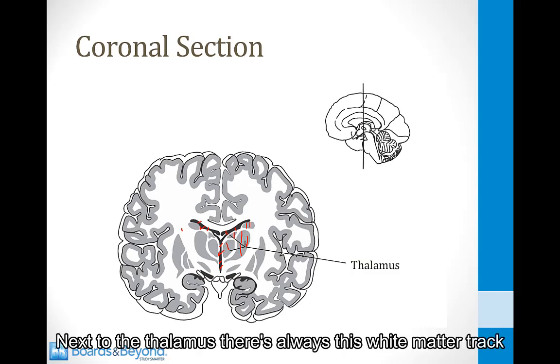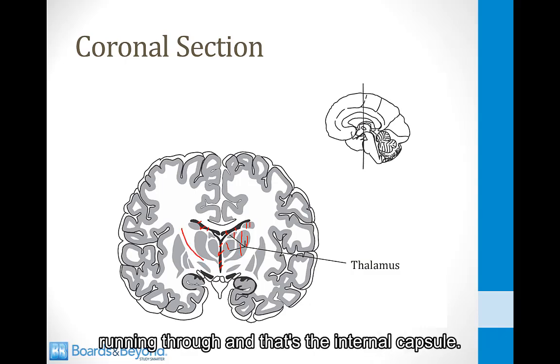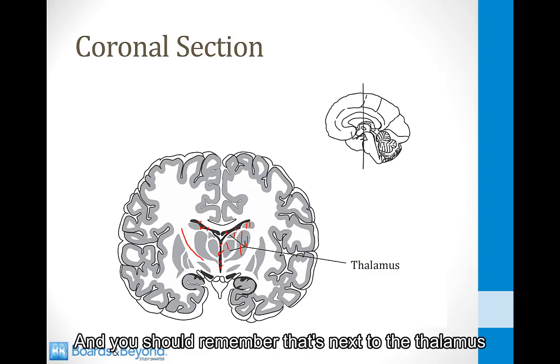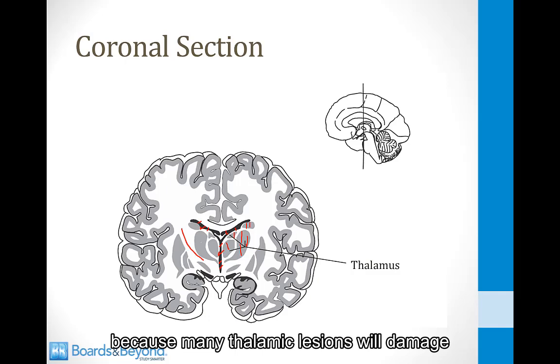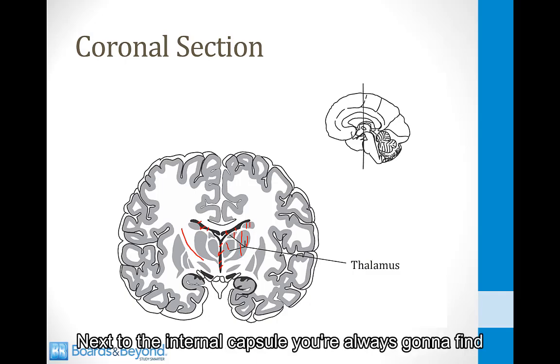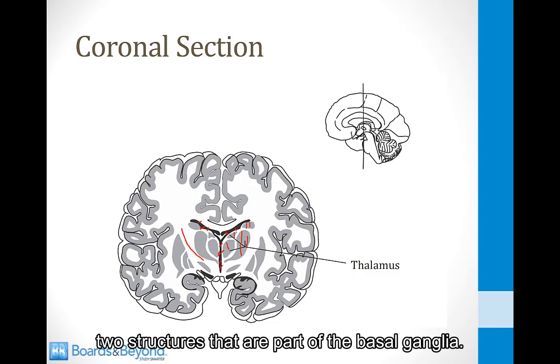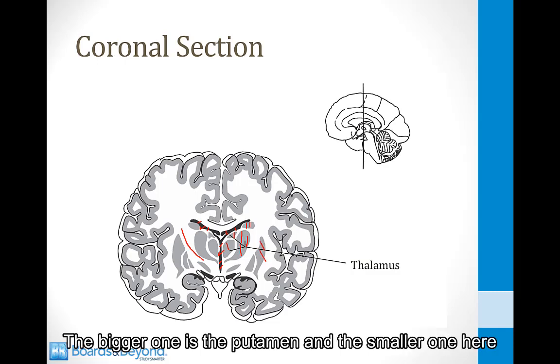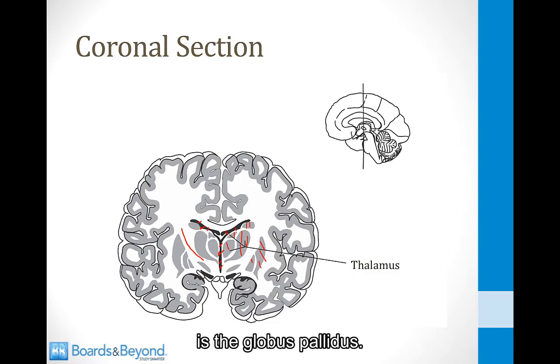Next to the thalamus, there's always this white matter tract running through, and that's the internal capsule. And you should remember that's next to the thalamus, because many thalamic lesions will damage the internal capsule, and that will cause motor dysfunction and hemiparesis. Next to the internal capsule, you're always going to find two structures that are part of the basal ganglia. The bigger one is the putamen, and the smaller one here is the globus pallidus.